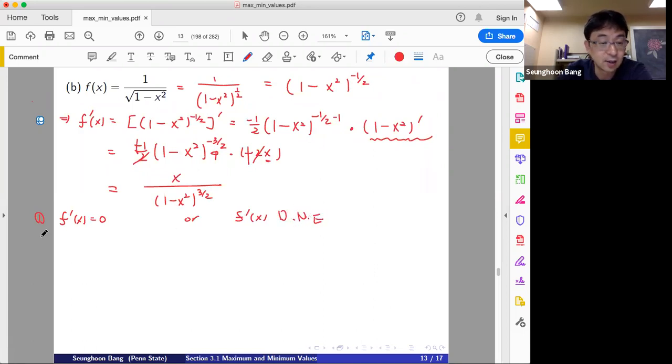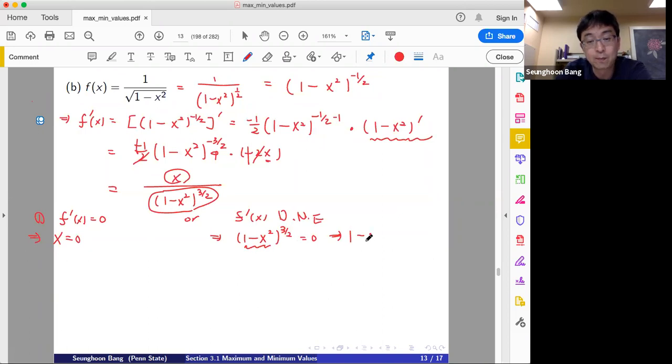The first one, only numerator equal to 0. That's it. Second one, the denominator equal to 0. The 1 minus x squared to the power 3 over 2 equal to 0. What happens? Only inside equal to 0. 1 minus x squared equal to 0. So you can add x squared to both sides. X squared equals 1.